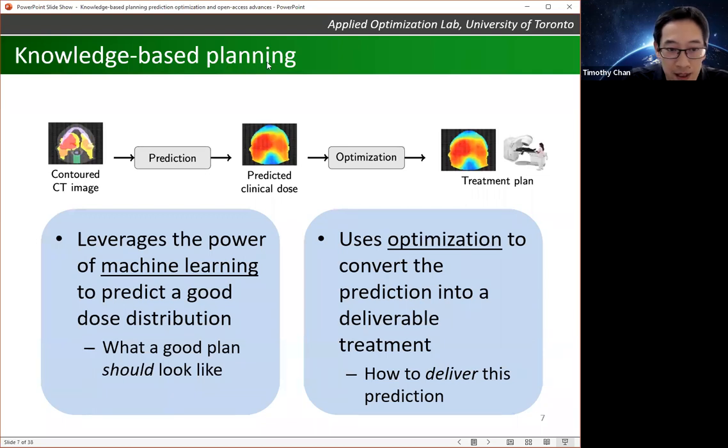However, this dose is simply a 3D tensor of numbers, right? It doesn't tell us anything about how the machine should deliver the radiation to achieve this dose. It doesn't give us the parameters of the machine to deliver it. So we would run this prediction back through an optimization process. And so the optimization model now is really to convert the prediction into a deliverable treatment. It gives us instructions on how to deliver essentially this prediction. We try and come up with a plan that is, in some sense, as close as possible to this prediction, and then we proceed with the process of delivering the treatment. Okay.